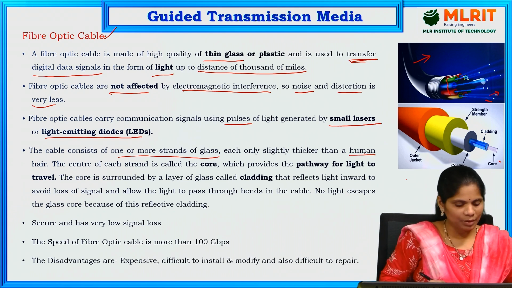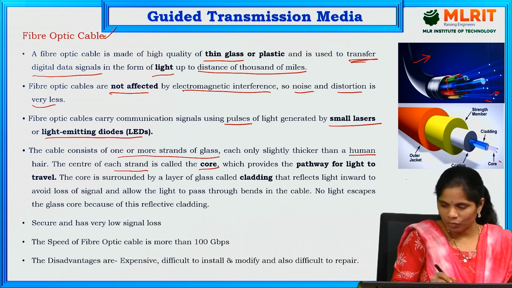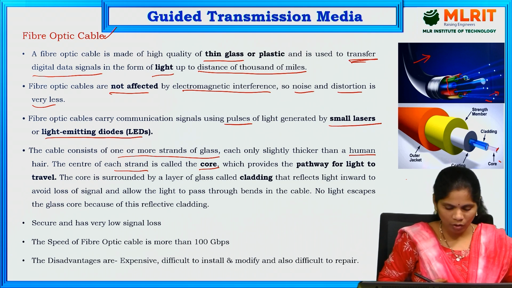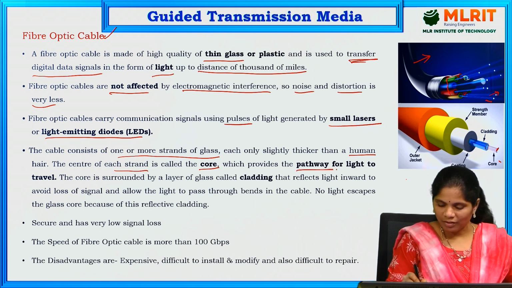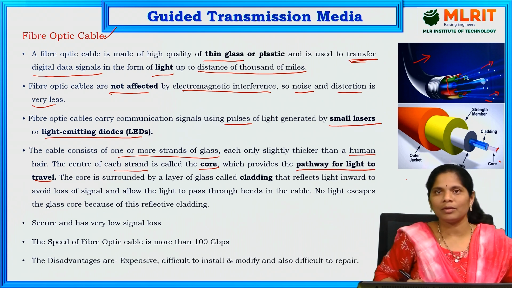At the same time, it is centered. It is in the center. It is called the core. So this one is called the core, which provides the pathway for light to travel. Where the light is traveling, right? That is nothing but the core.